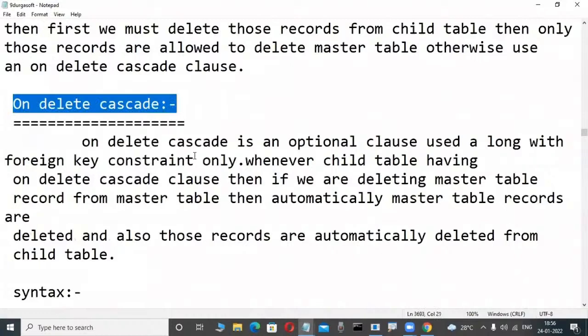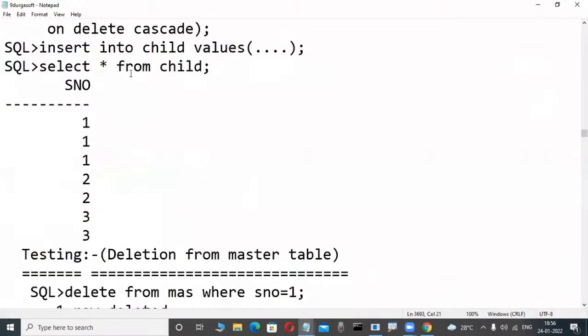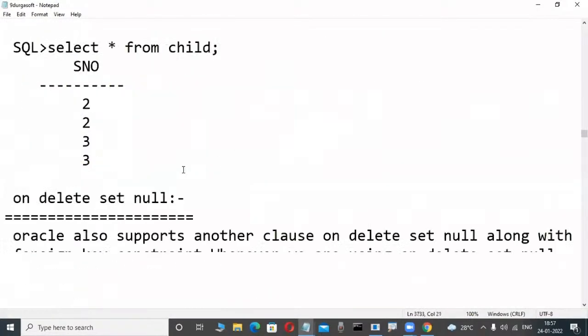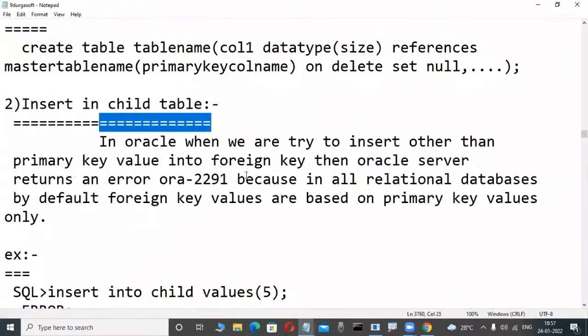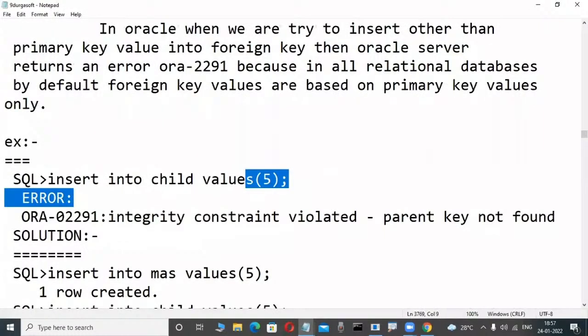What is the on delete cascade clause? What is the on delete set null clause? These are for deletion from the master table. What happens? What are these clauses? And for insertion in a child table, what happens? Now these are all the things we are learning in our course.